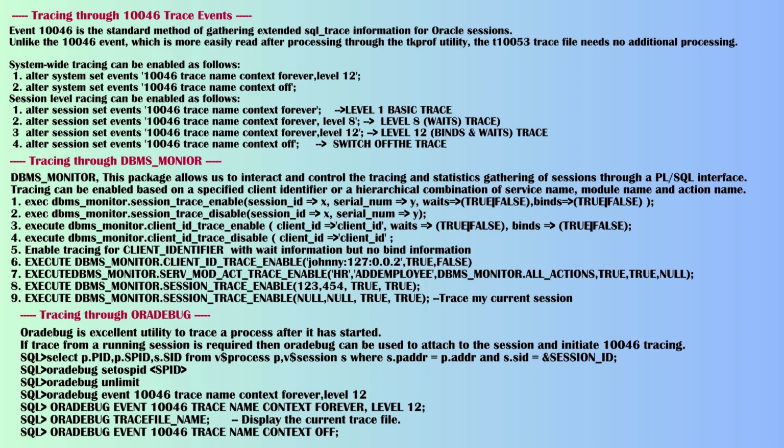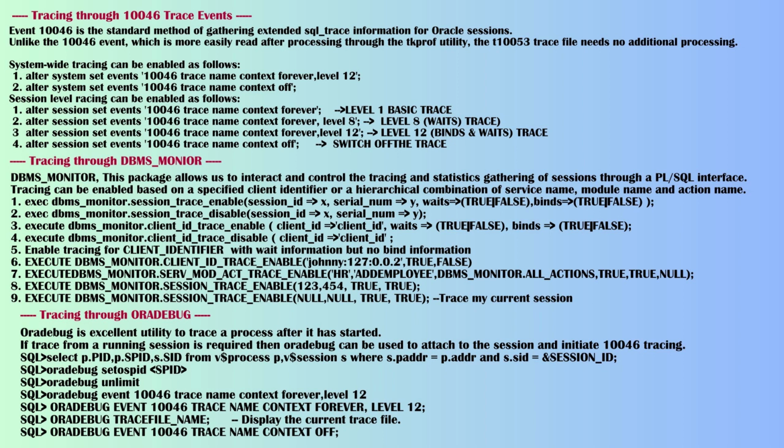Session level tracing can be enabled as follows. 1. Alter session set events '10046 trace name context forever, level 1', basic trace. 2. Alter session set events '10046 trace name context forever, level 8', waits trace. 3. Alter session set events '10046 trace name context forever, level 12', binds and waits trace. 4. Alter session set events '10046 trace name context off', switch off the trace.